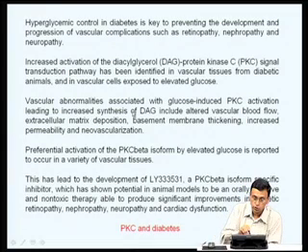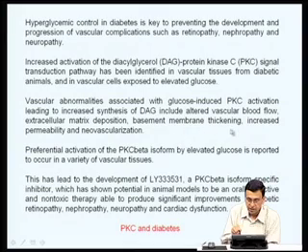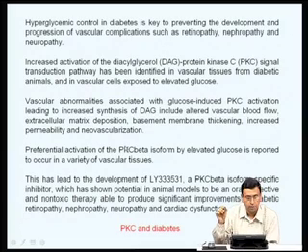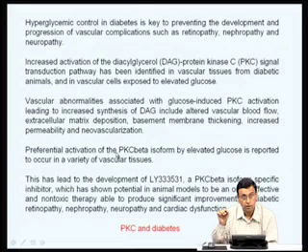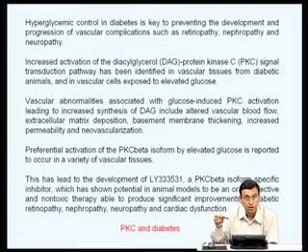Vascular abnormalities associated with glucose-induced PKC activation, leading to an increase in DAG, include altered vascular blood flow, extracellular matrix deposition, basement membrane thickening, increased permeability and neovascularization. These are all various clinical manifestations of advanced stages of diabetes. So, preferential activation of the PKC beta isoform by elevated glucose is reported to occur in a variety of vascular tissues of diabetes patients. So, what is the significance of this knowledge?